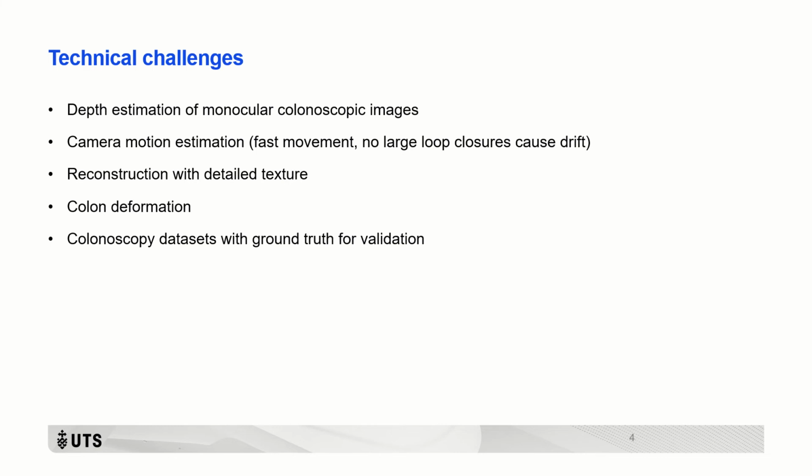To reconstruct the colon map, the following technical challenges should be solved. First, the depth estimation of the monocular colonoscopy images. Second, the camera motion estimation when the camera moves fast and there is no loop closure to reduce drift. Third, reconstruction with detailed texture. And fourth, colon deformation. And the last, the colonoscopy dataset with ground truth of camera poses and depth is critical to validate the proposed 3D reconstruction framework.